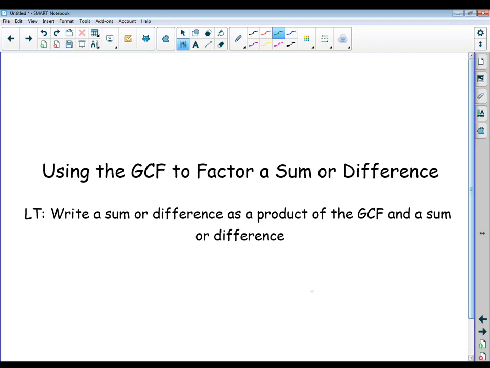Hello and welcome to this lesson about using the GCF to factor a sum or difference. The learning target for this video is to write a sum or a difference as a product of the GCF and then another sum or difference.